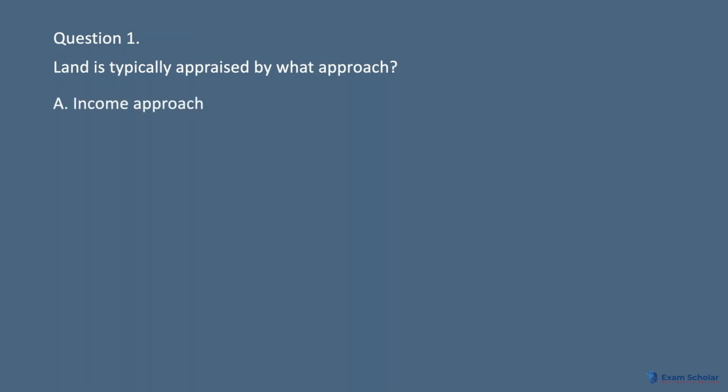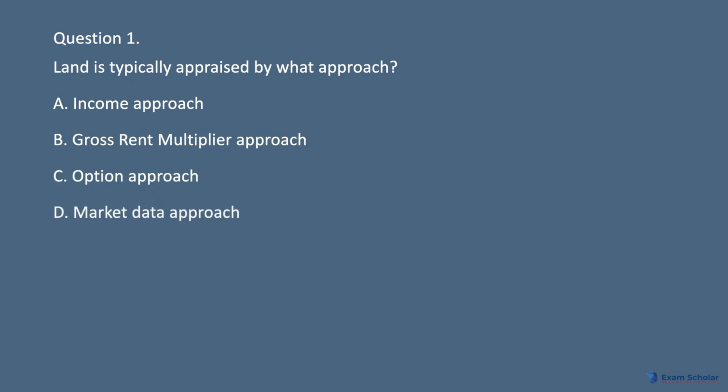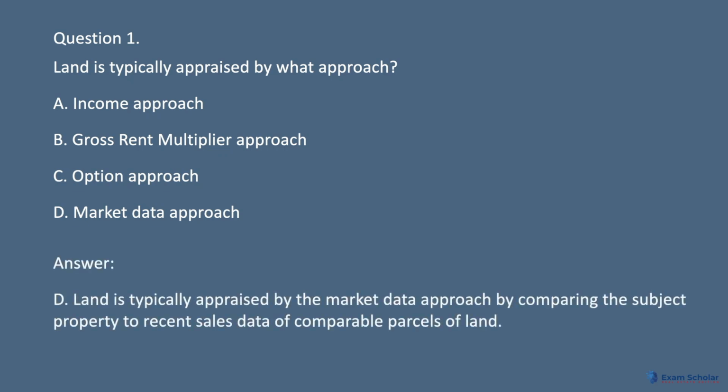Question 1. Land is typically appraised by what approach? A. Income approach. B. Gross rent multiplier approach. C. Option approach. D. Market data approach. Answer. D. Land is typically appraised by the market data approach by comparing the subject property to recent sales data of comparable parcels of land.